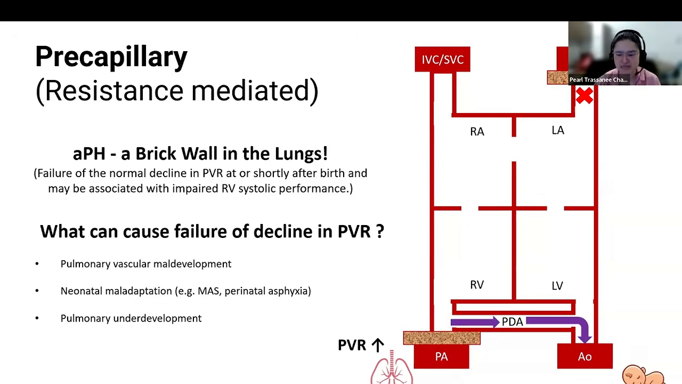cardiovascular instability. As you can also see here in the picture with the patent ductus arteriosus, because the pulmonary arterial pressure remains high, the PDA may initially shunt blood from the pulmonary artery towards the aorta, creating a right to left or bidirectional shunt pattern.